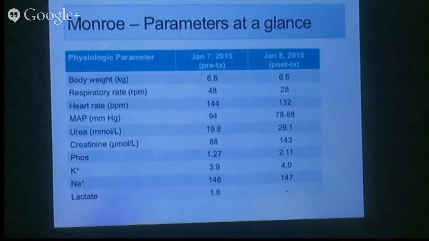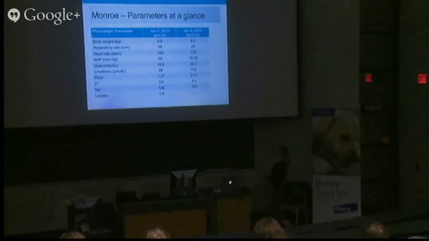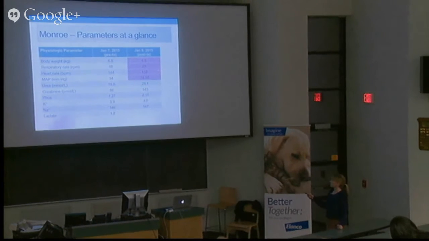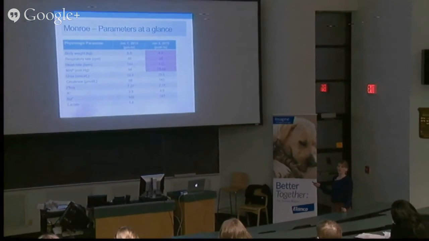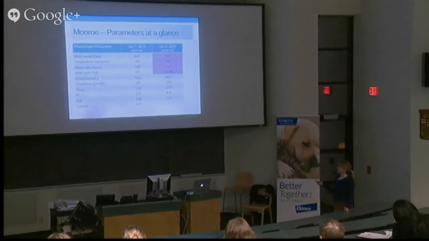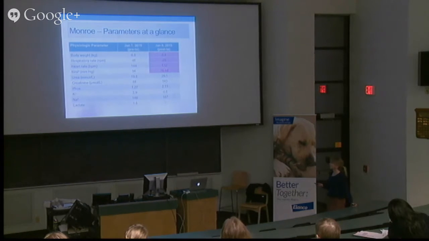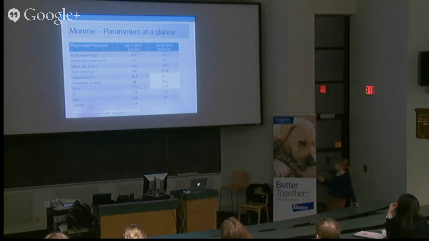But if we look at some of his parameters, he lost a little bit of weight. So we did drop some volume. His resp rate came way down. His heart rate came down a bit. His mean arterial pressure was less, however, still very well within normal. But look what we did to his urea and creatinine. It went up, not surprising. His creatinine, it's still in the normal range, but it went up. And now his phosphorus is up too. Yikes. And guess what? He vomited once overnight, and he was inappetent in the morning. Wah, wah. Wasn't happy with that.